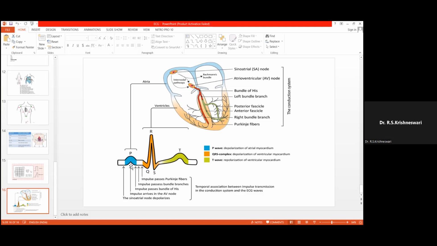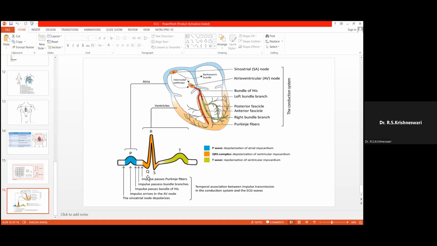The P wave is known as the atrial wave. The P wave is the only wave in the ECG which is concerned with the atrium. Very, very important. The rest of the waves are concerned with the ventricles. The P wave is a positive deflection, and it represents atrial depolarization. We know about depolarization, that is contraction. So it is concerned with the depolarization, that is contraction, of the atria.